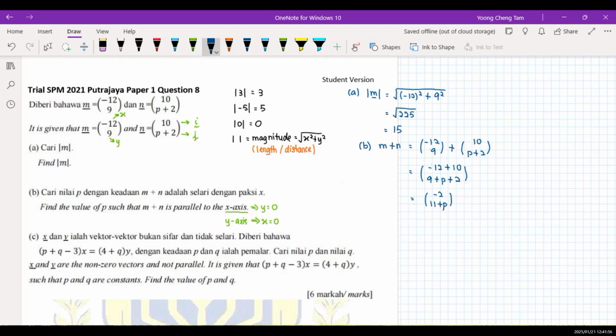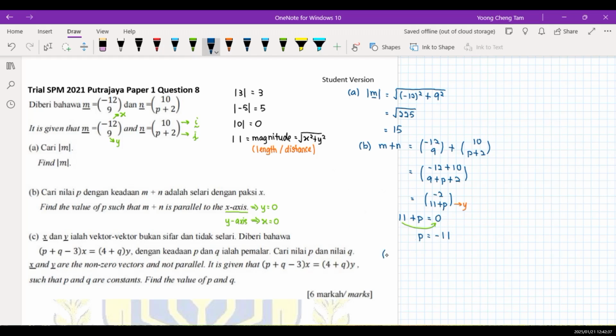Because m plus n is parallel to the x-axis, which means that y equal to 0, right? So take your y. Where is your y? Top number is x, bottom number is y. So 11 plus p equal to 0, because y equal to 0. You can move 11 to the other side, so 0 minus 11. So p equal to -11. All right, that's the answer for question B.